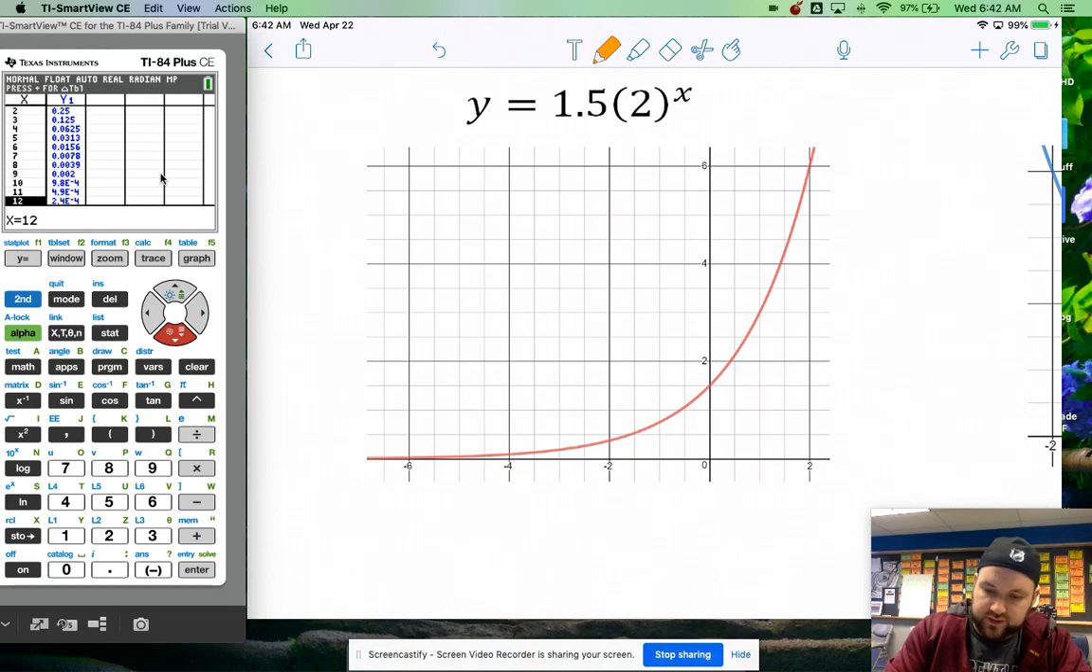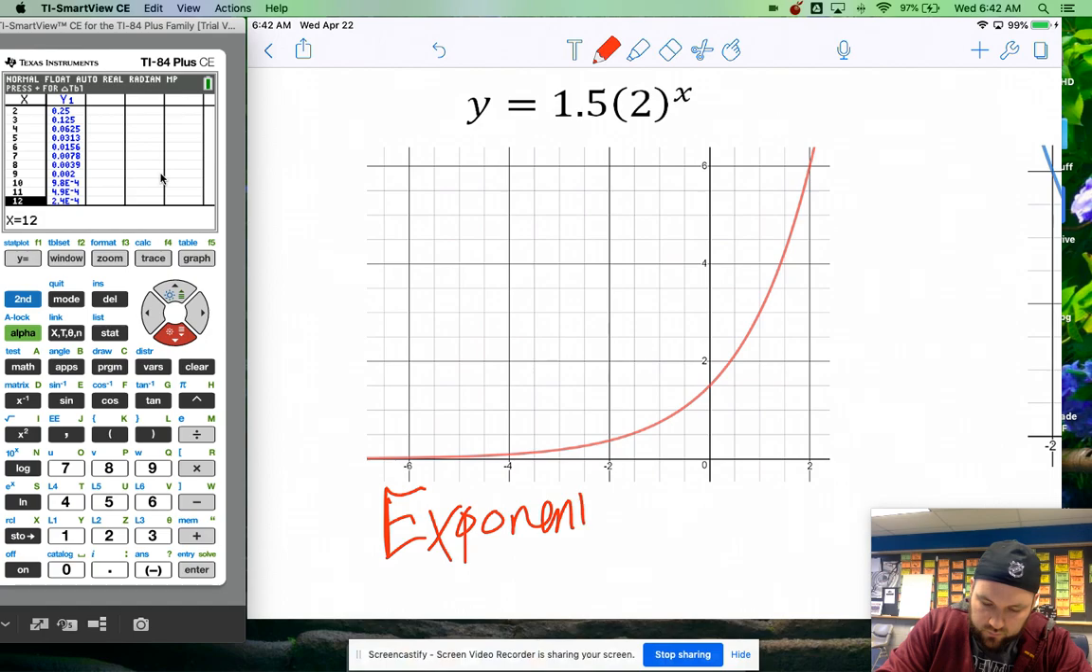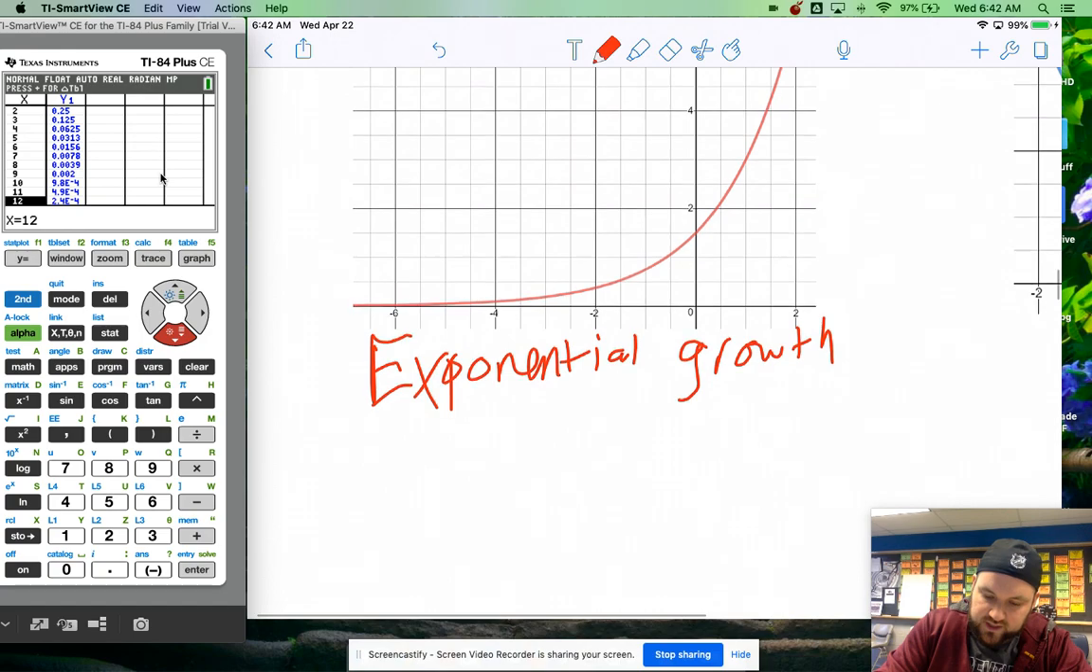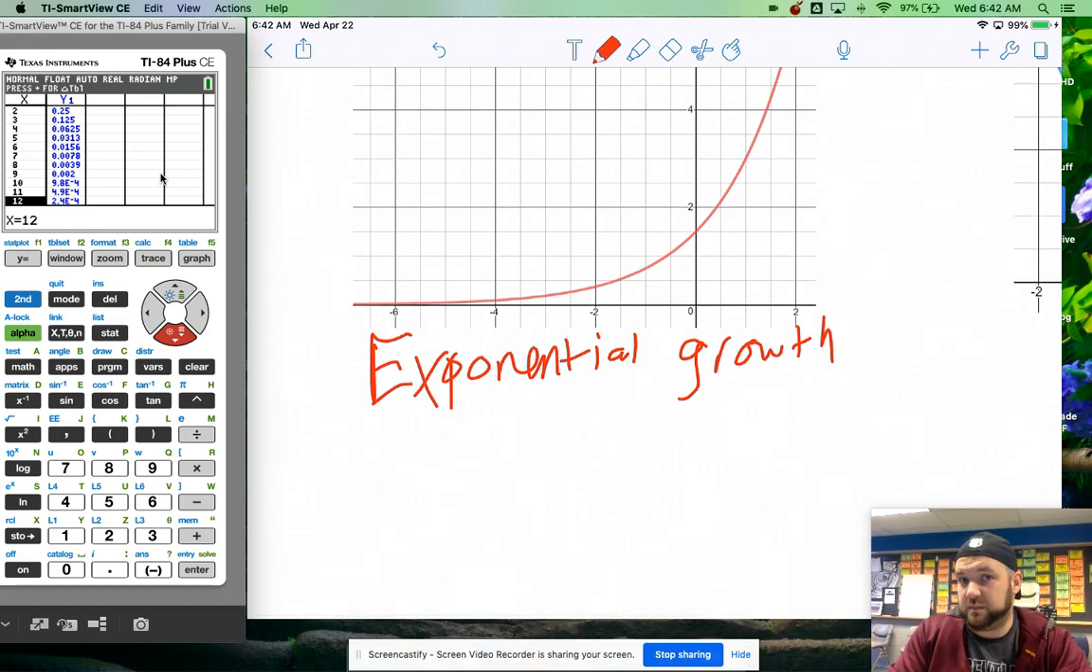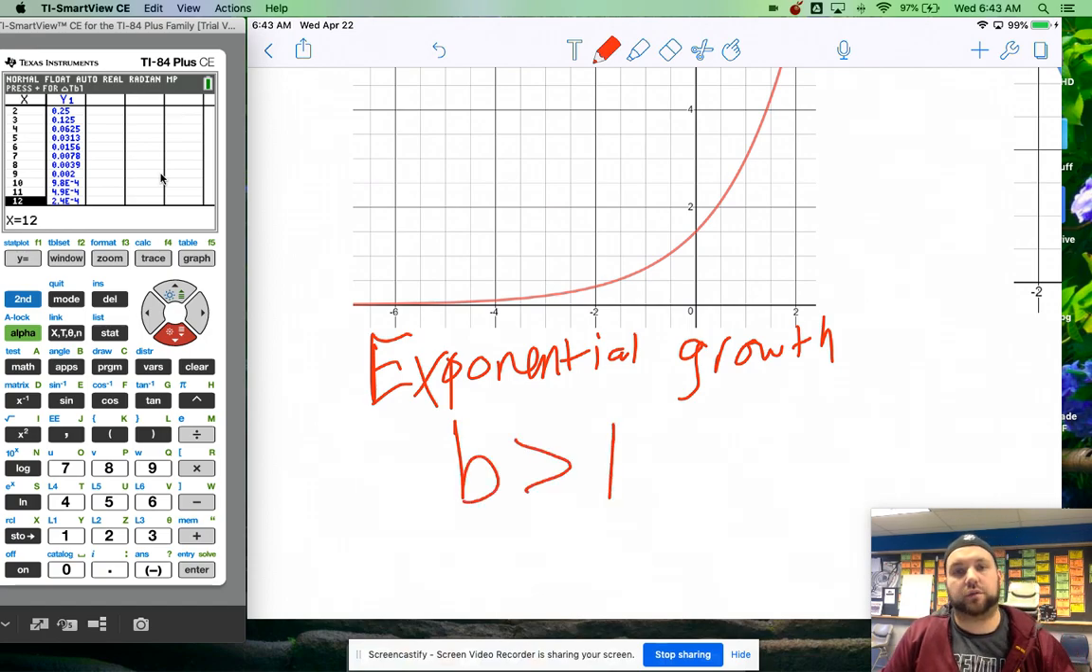Okay, this first graph, since it starts towards 0 and increases, this is what we call exponential growth. And what we're going to see is your graph will show exponential growth anytime the growth factor is bigger than 1. Okay, so if the growth factor is bigger than 1, you're going to see the graph start low and then shoot upwards as you move from left to right.